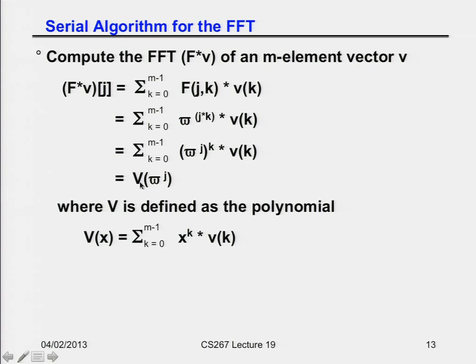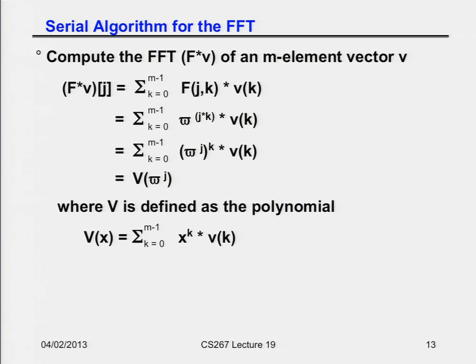So let me define this polynomial capital V. Its coefficients are the v_k's, and it's just a regular old polynomial. And I need to evaluate it at omega to the 0, omega to the 1, omega to the 2. I have to evaluate this polynomial at m different points that are very closely related. They're all just different roots of unity. So what I need to do now is figure out how to take this problem. This is a problem of size m, and break it into two problems of size m over 2. And then I can be recursive and go really fast.